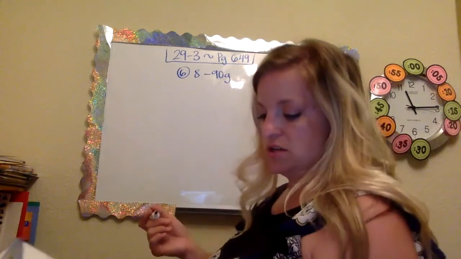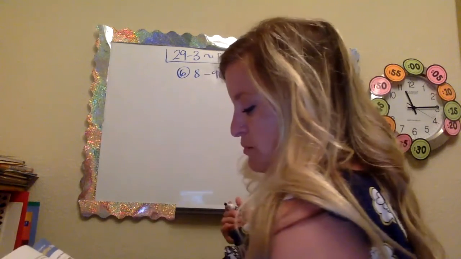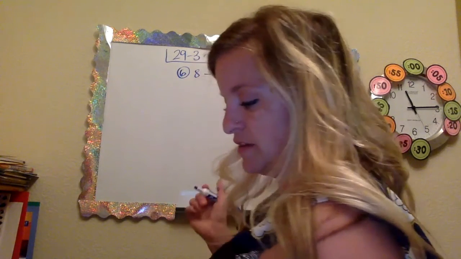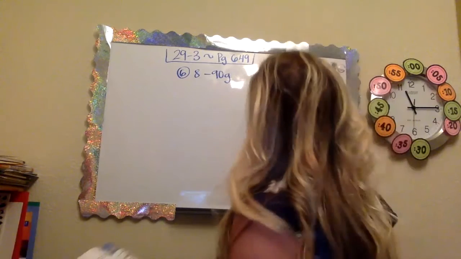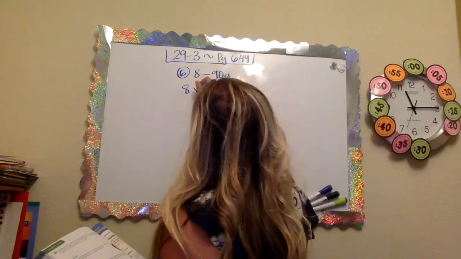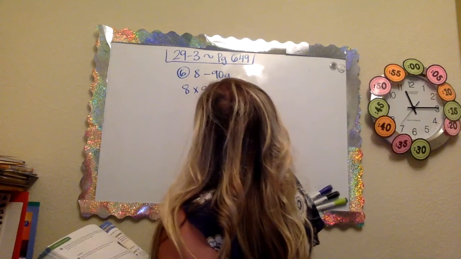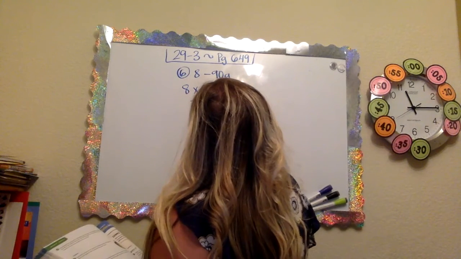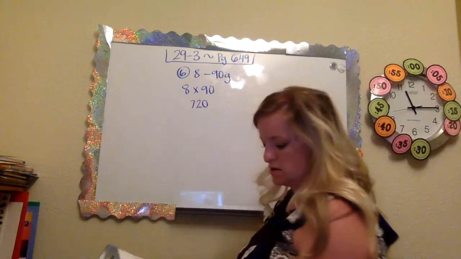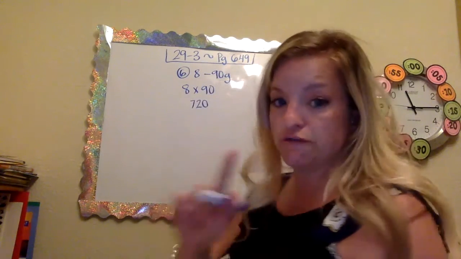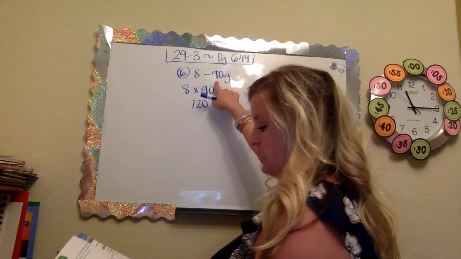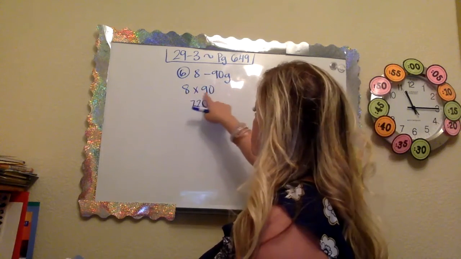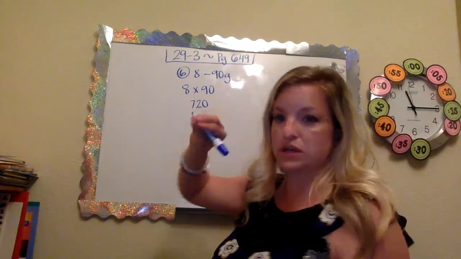So this is actually a 2-step problem, because there's 1 bag and there's 8 packs that are 90 grams. So first we have to find out what those 8 groups of 90 each are. So 8 times 9 is 72. Bring the 0 down, 720. So it's 720. That's your first step. So you have 8 packs of pretzels, and each pretzel pack is 90 grams. So you have multiplication here because you have groups of.